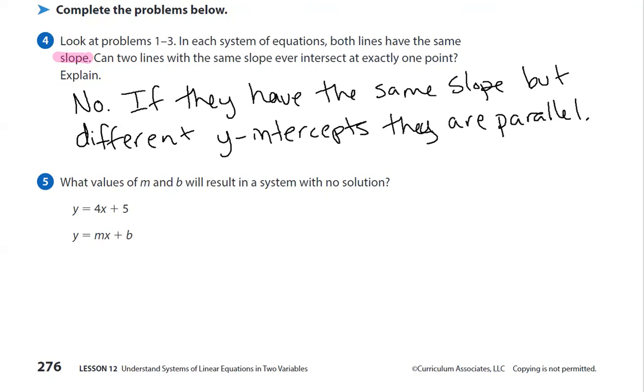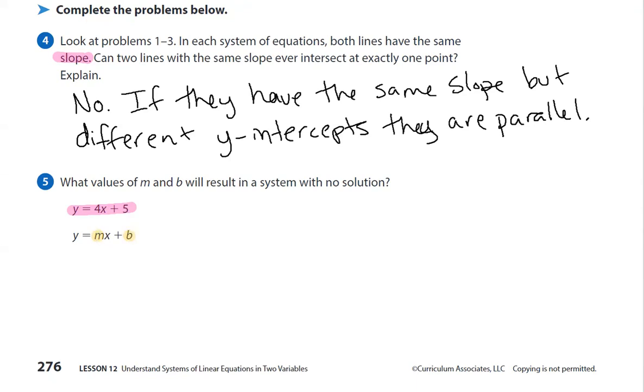Number 5, last one. What values of m and b will result in a system with no solution? So we've got our first equation here. And for our second one, it wants us to plug in something for the slope and something for the y-intercept that will make them parallel. And we want no solution, not infinite solutions. Infinite solutions, that's the exact same line. So that would be, we'd put in a 4 and a 5. And that's the same line, so those would be infinite solutions.